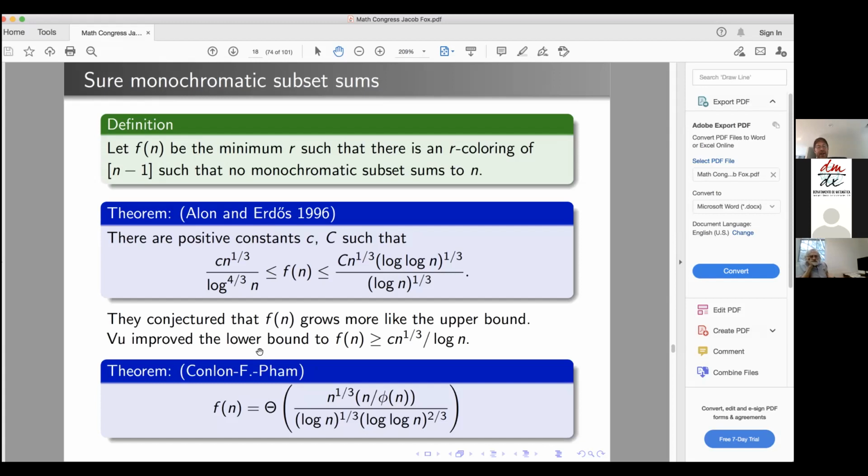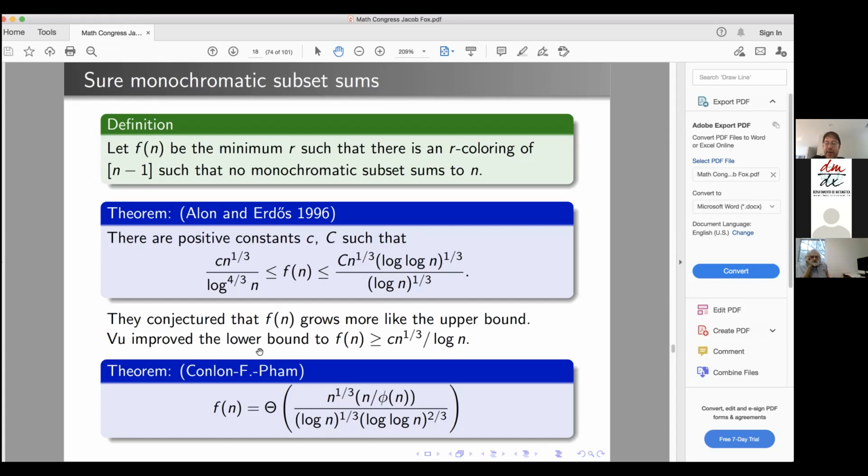It looks like a complicated formula here. It's n to the 1/3. And then similar to the upper bound, we have this log n to the 1/3. And we also have a log n to the 2/3. And in the numerator, there's this factor n over phi of n. Phi of n here is Euler's totient function. n over phi of n is greater than 1, but it's always at most log n. And for typical n, if you take a random n, it's usually going to be like a constant.